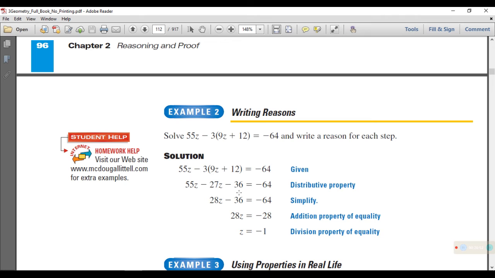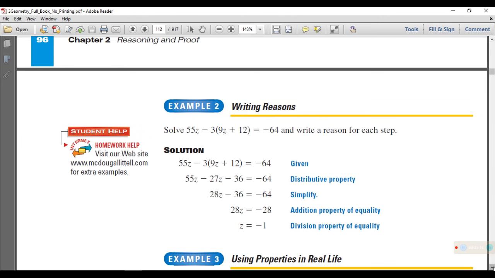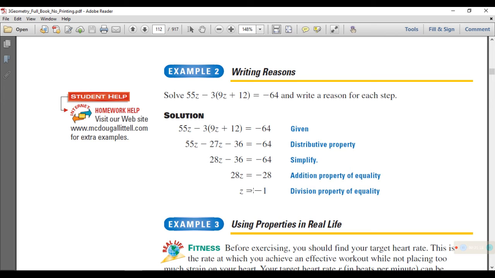And then, bagsak pa rin tayo. Carry over tayo ng negative 36 and negative 64. After that, we have to combine like terms, negative 36 and negative 64. So, tanggalin na natin siya sa left-hand side by adding 36 on both sides. So, we have 28z is equal to negative 28 using addition property of equality. And finally, to get the value of z, we have to divide both sides by 28, giving us z is equal to negative 1 using the division property of equality. Okay?